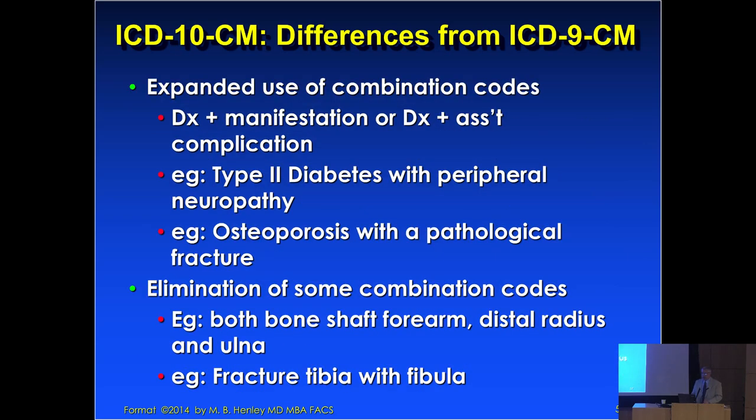Another difference is the expanded use of combination codes. Combination codes are of two types: a diagnosis plus a manifestation of that disease, or a diagnosis plus an associated complication. So in diabetes, you might have type 2 diabetes with peripheral neuropathy, meaning a diagnosis plus a manifestation, or osteoporosis with a pathologic fracture. There's also been some elimination of combination codes. You can no longer report a both bone forearm fracture or a distal radius and ulna fracture. Both of those fractures have to be identified independently and will require two different codes. Also, a tibia and fibular fracture. Both fractures have to be defined in terms of the anatomy and the anatomical pattern independently.